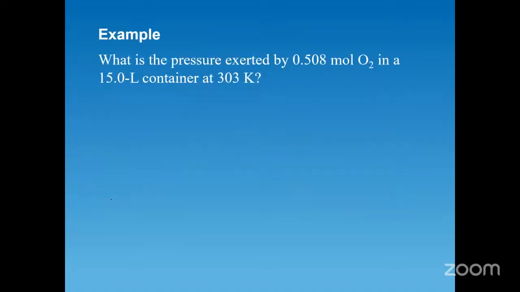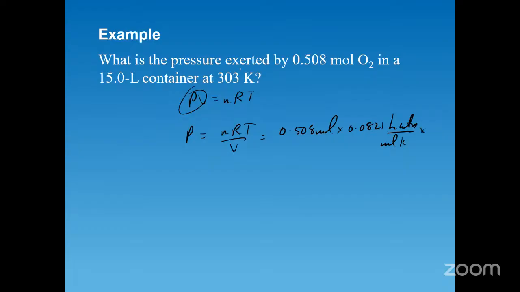Okay, so let's look at a couple of examples. The first one is asking for the pressure exerted by 0.508 moles of oxygen in a 15.0 liter container at 303 Kelvin. So this is obviously a straight application of PV is equal to nRT. What the question is asking for is P. So I can rearrange this to get P is equal to nRT over V, and then I put the numbers in: 0.508 moles times 0.0821 liters atmospheres over mole Kelvin, times the temperature, which is 303 Kelvin, all divided by the volume, which is 15.0 liters. And let's see what that gives.